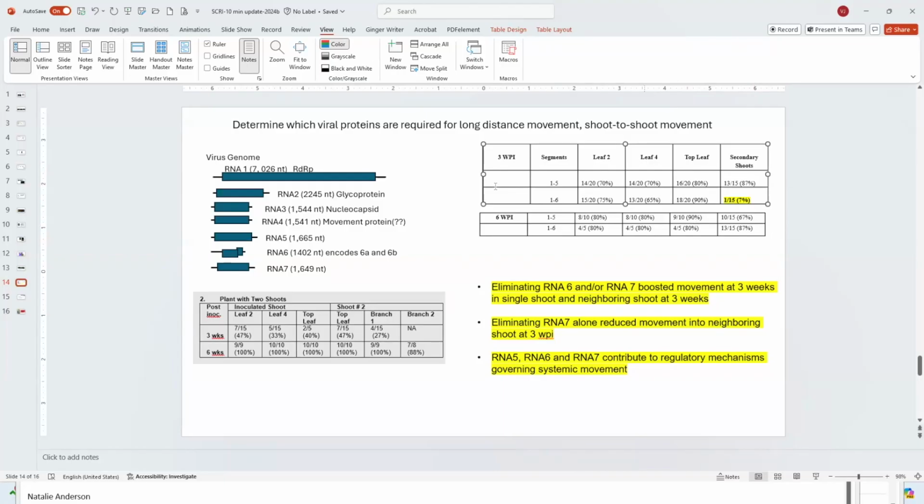But here where we have segments 1 through 5, if you delete 6 and 7, it seems to be restored. So you get movement into the second shoot. So there's some interplay between RNA 7 that's affecting virus movement by interacting with either RNA 6 or RNA 5, which is a point of our further studies going forward, to understand those relationships and how these segments control movement between one shoot and another shoot of the same plant.